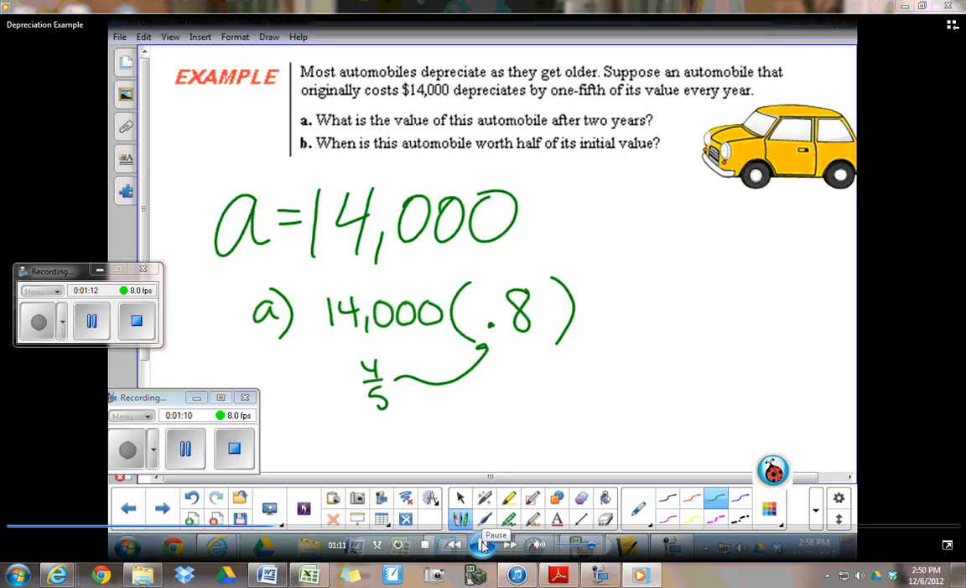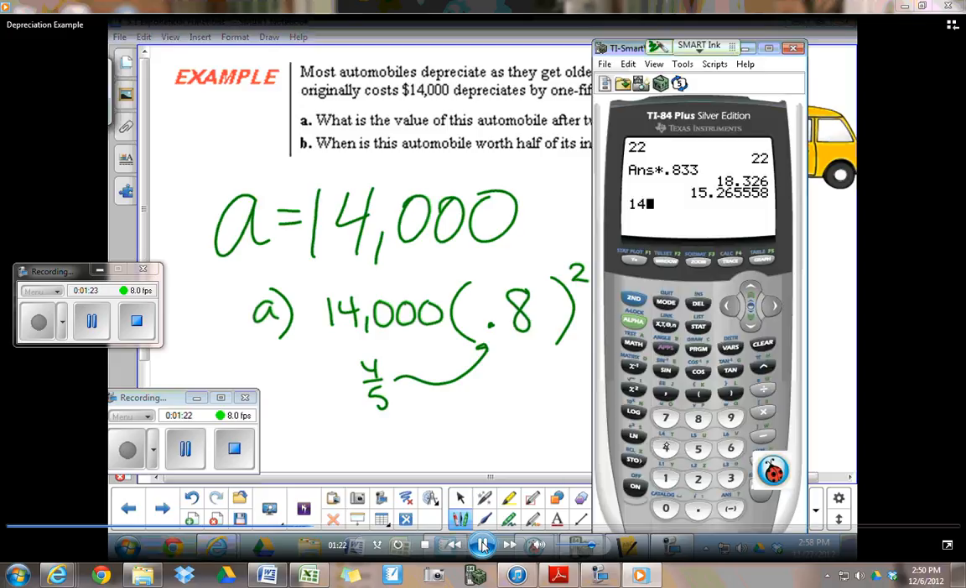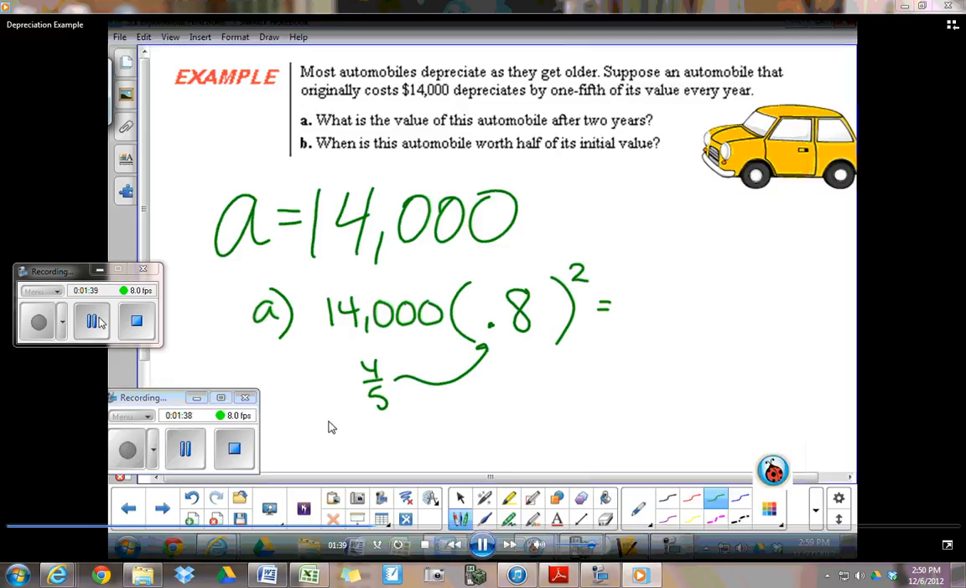X is what we're going to plug in for, and here it's going to be 2 for 2 years. So we just calculate it and it comes out to be, here it comes, 14,000 times 0.8 to the second power. $8,960. So that is the value of the vehicle after 2 years.